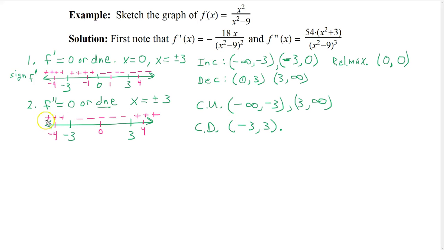Now let's identify any inflection points we have here. Well, we do see that we have a change in concavity occurring at -3. However, as we'll see, at -3 our function is not defined, right? That's actually going to be where we have a vertical asymptote. So -3 does not represent where we have an inflection point because the function is not defined at -3. The same thing at +3. We have a change in concavity, but our function is not defined at 3. So we don't have an inflection point there either. So we have no inflection points.